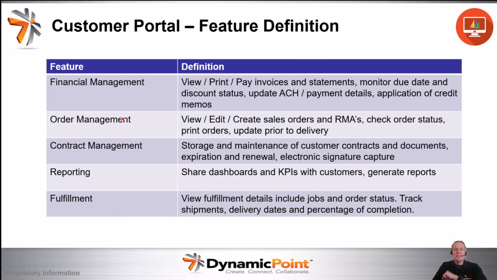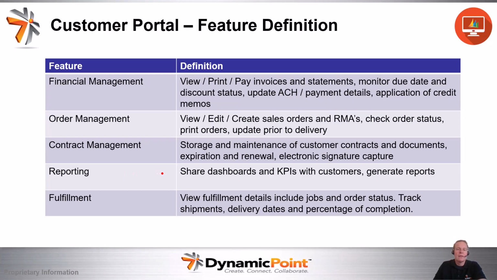So if we look at what these features mean, financial management: viewing, printing, paying of invoices, statements, monitor due dates and discount status, update ACH information, payment details, and the application of credit memos. Order management: view, edit, credit, sales orders, RMAs, check order status, print orders, update prior to delivery. Contract management: storage and maintenance of customer contracts, documents, expiration and renewal, electronic signature capture.